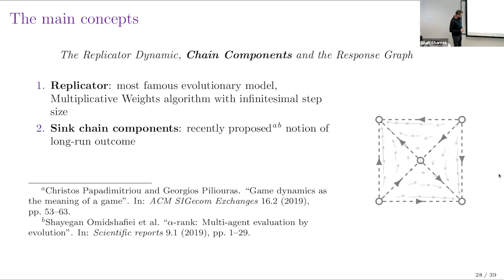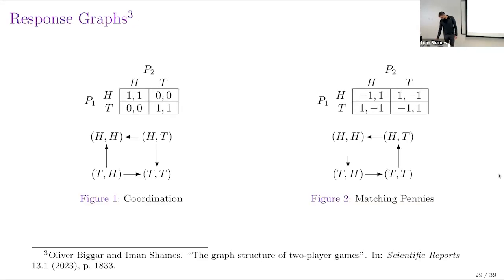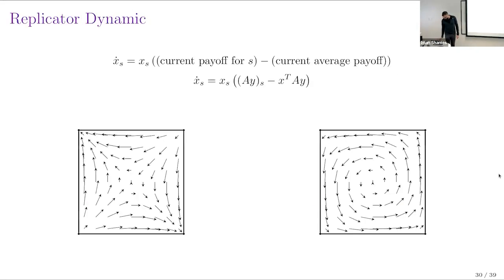Chain components. Sink chain components were proposed by these people as a notion of long-run outcome. I will talk about them a bit. And then the response graph is just the abstraction of the strategic relationship. This is what we saw. We don't need to redo it. Replicator dynamics look like this.